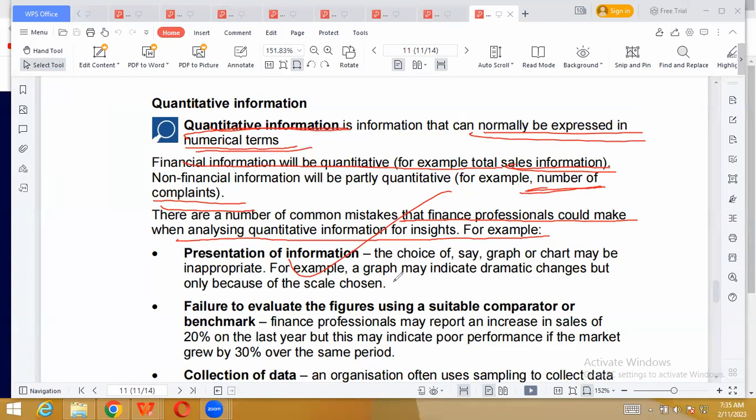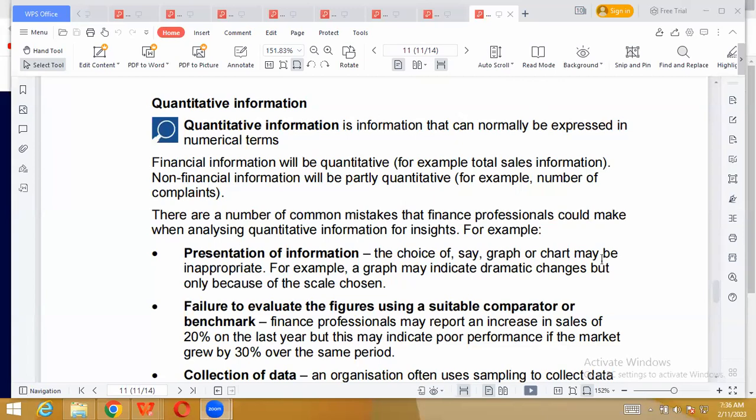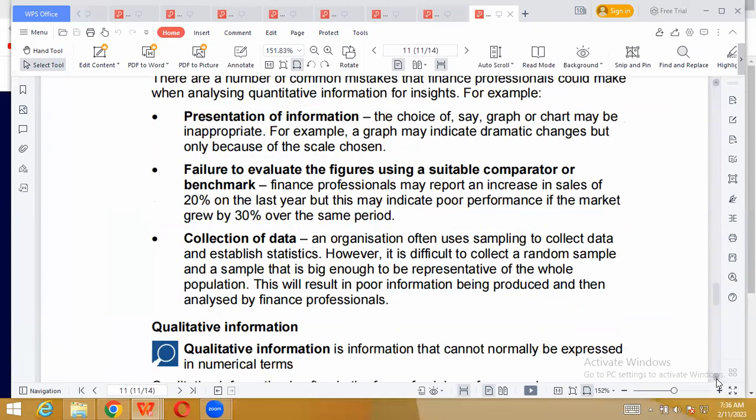Collection of data is another part that we need to look at here. An organization often uses sampling to collect data and establish statistics. However, it is difficult to collect a random sample that is big enough to be representative of the whole population. So that is basically the issue.